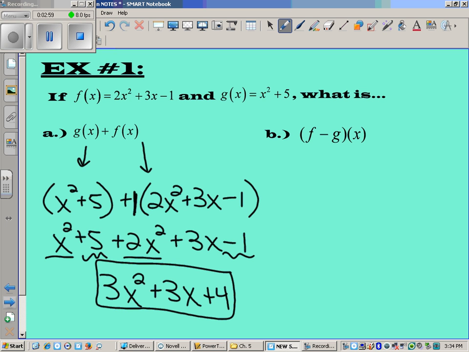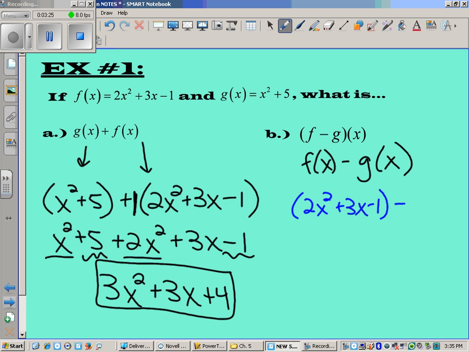So look at B. Example number 1B. What do you think it's asking us to do? The same thing, right? Take f of x minus g of x. So this is the same notation as this: f of x minus g of x. Okay? So this time I'm taking f of x, which is 2x squared plus 3x minus 1. And now I'm subtracting g of x, which is x squared plus 5.